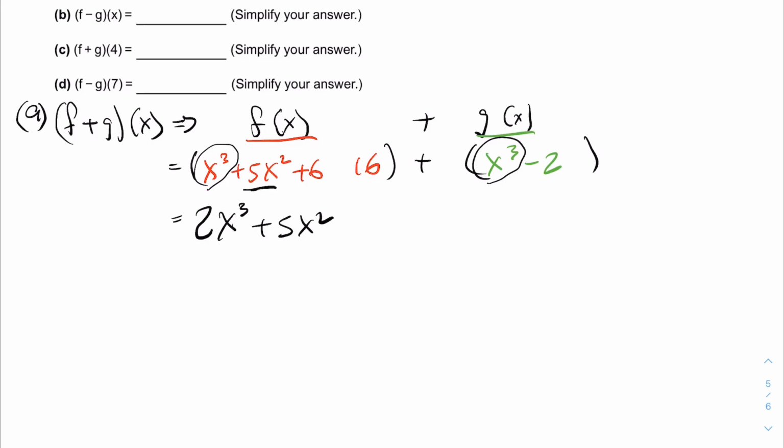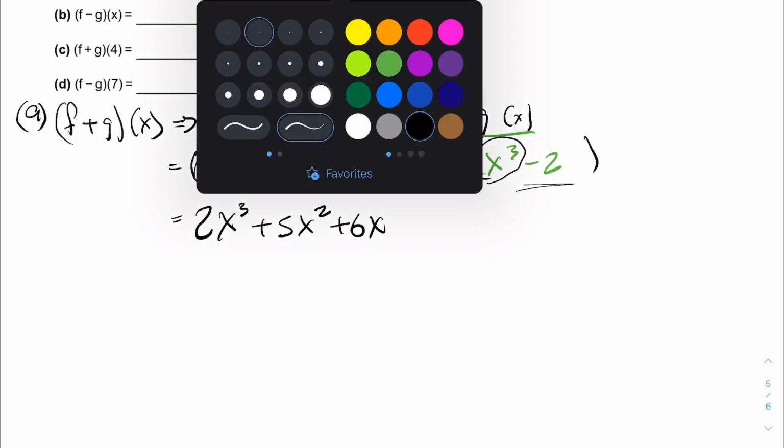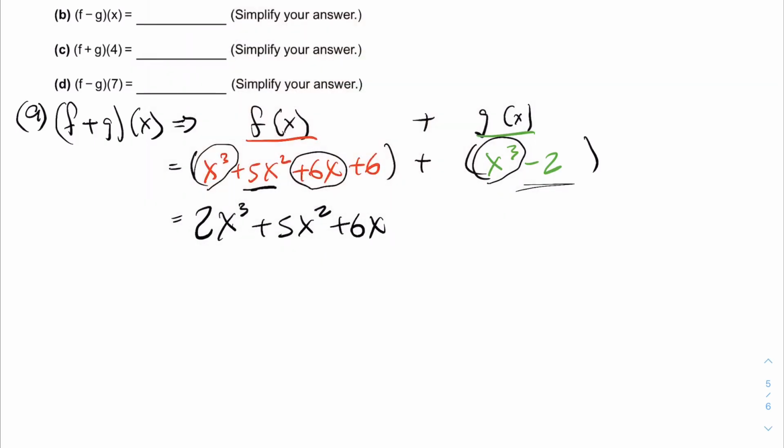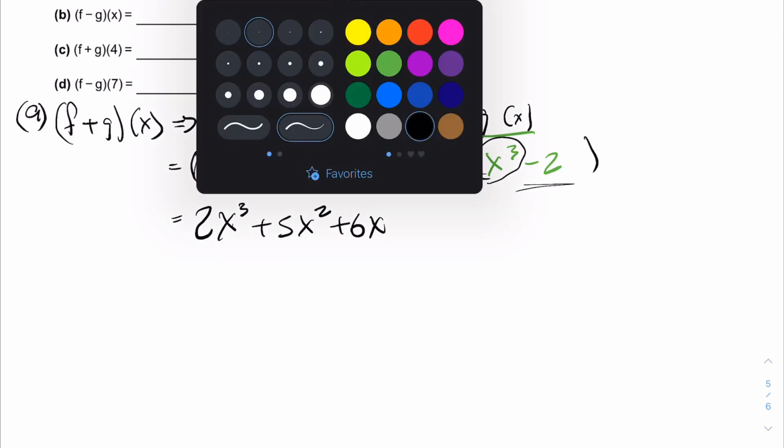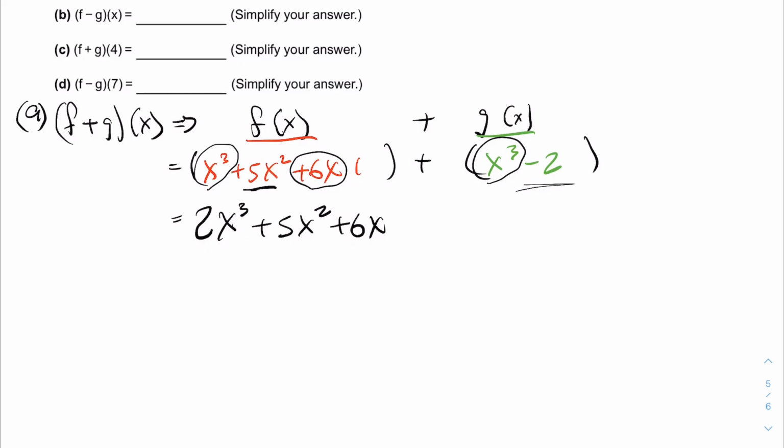Whoops. Darn it. Something just happened. I also see a 6x, but I do not see any x values over here, right? So it's just plus 6x. And then finally, I do see a 6 there. It's messy. Now I'm all screwed up. What was that? That was in red. I shouldn't have done that.